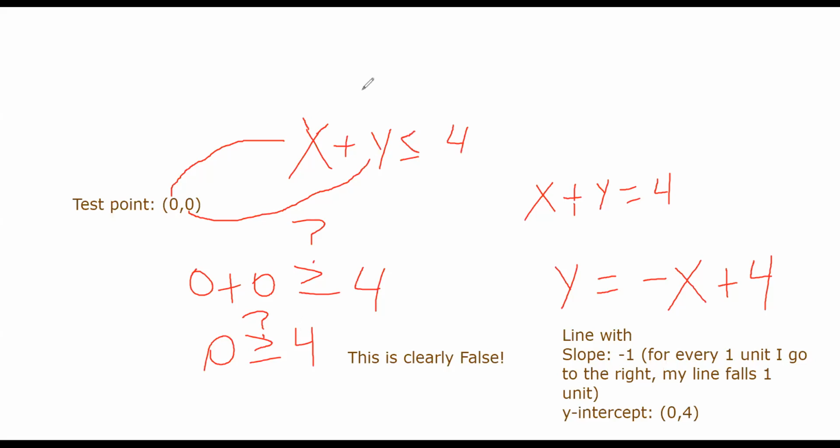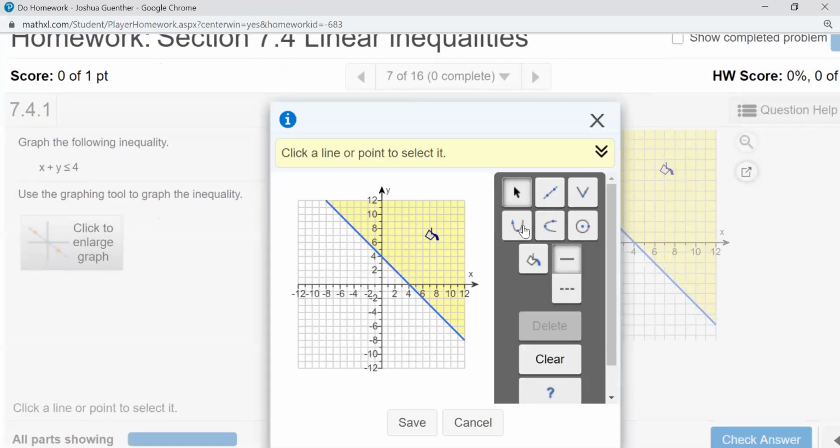So actually, all this becomes less than or equal to 4. And now that's actually a true statement. 0 is indeed less than or equal to 4. So this is a true statement. Happy accident. We still graphed the correct line. That's not a problem. And now when I go over here, I need to unshade this region. I'll just remake the line real quick.